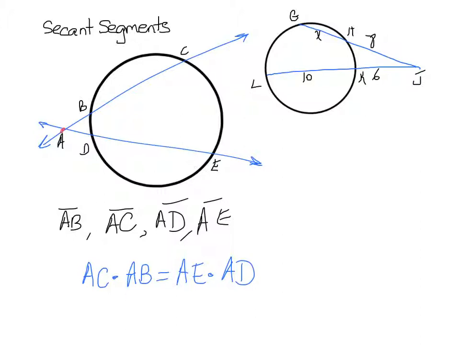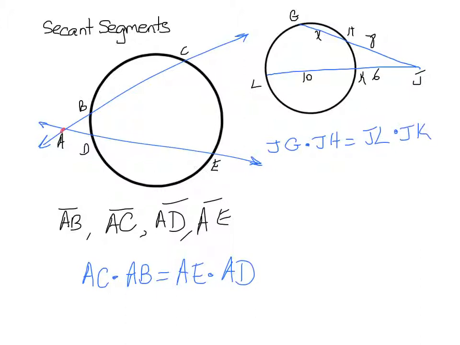And remember that the longer secant segment times the shorter secant segment will be equal to the longer secant segment times the shorter secant segment. So let's put the letters down. So we have the longer secant segment on top, which is JG, multiplied by the shorter one, which is JH, will be equal to the longer one at the bottom, JL, times the shorter one at the bottom, JK.